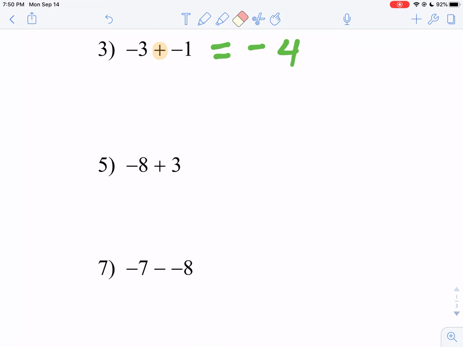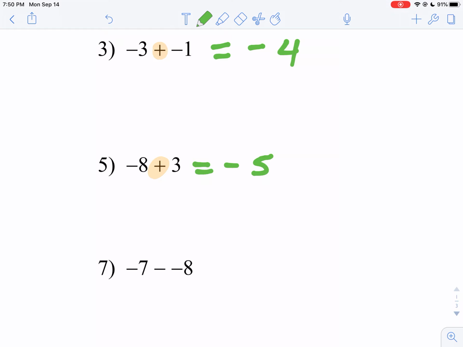Here, number 5 here. Another way of thinking about this problem is you are adding a -8 to a +3. Thinking of this in terms of money, it's just like you owe me $8 and now you paid me $3. So how much do you owe me now? You owe me $5. So because you owe me $5, it is going to be equal to -5.